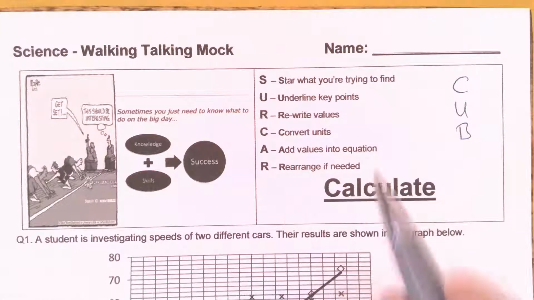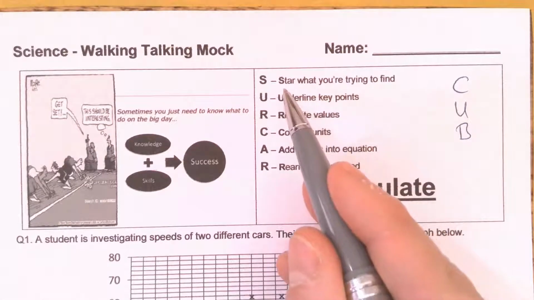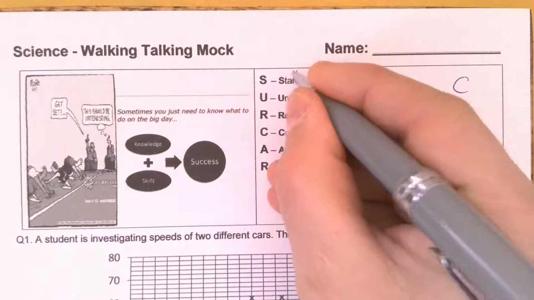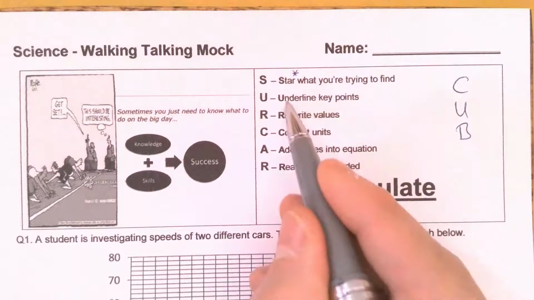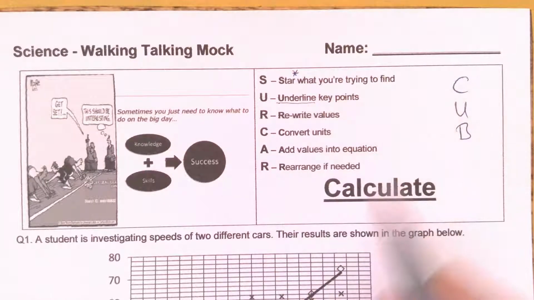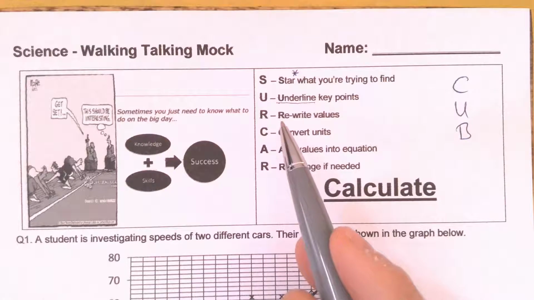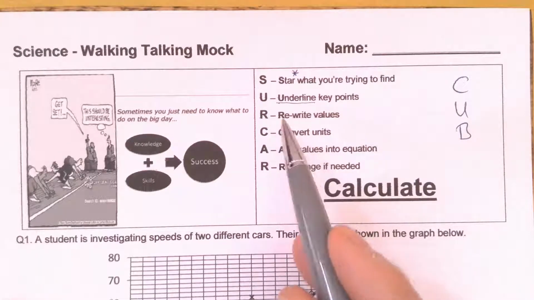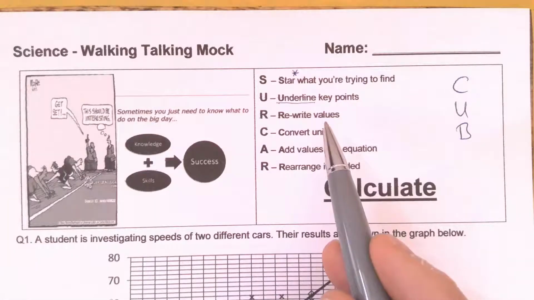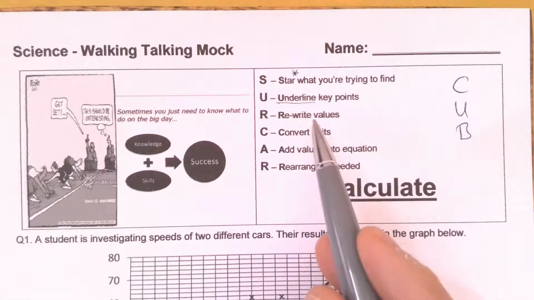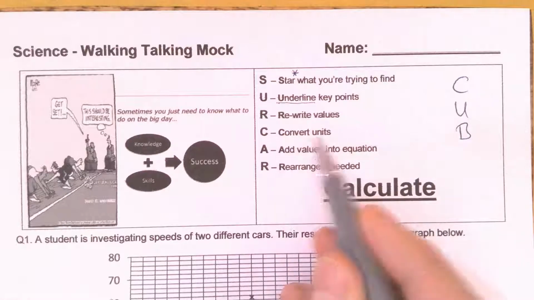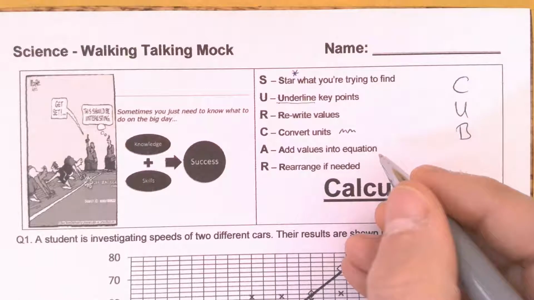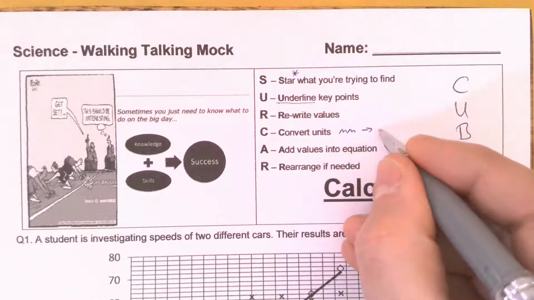And with CERCAR what we're going to do is we're going to star the thing we're trying to find. So we're going to put a little star next to it. We're going to underline key points in the same way that we do with CUB. We're going to rewrite values. So whenever we see a value in a question, we're going to rewrite it on our answer sheet. Okay, now that will make sense why we're doing that in a little while. We're going to convert units. So what we're talking about there is if I've got something in millimeters, I'm going to convert that into meters.